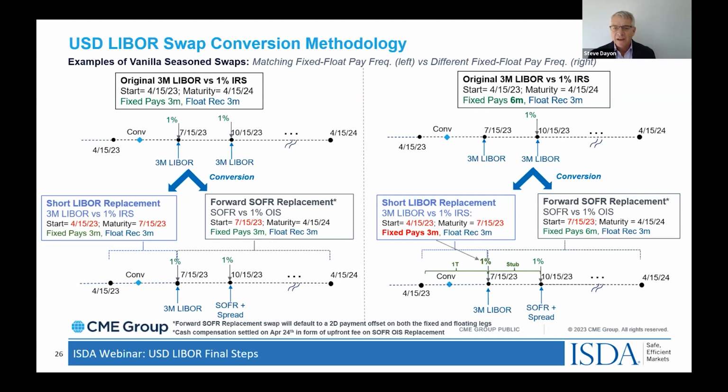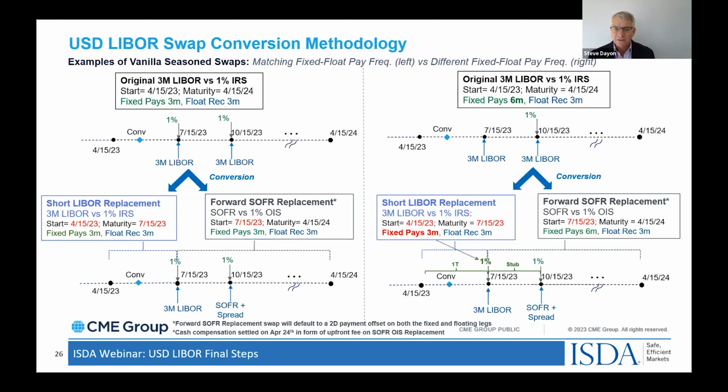And then any non-representative fixings will be booked as a forward starting SOFR swap. So the start date on that forward starting SOFR swap would be 7/15/23, maturity 4/15/24. Fixed rate matches the original swap, payment frequency doesn't change. Just a couple of differences here, right?